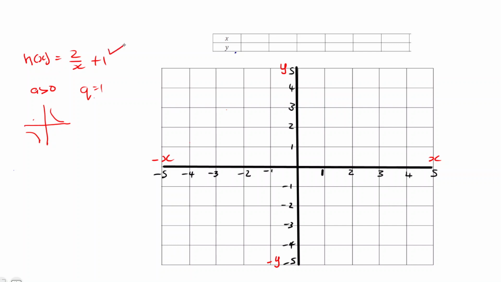So the first thing you have to look at is the Q. The graph is lifted 1 unit up. So you have to draw this horizontal asymptote at Q. Remember, Q represents the y-intercept.